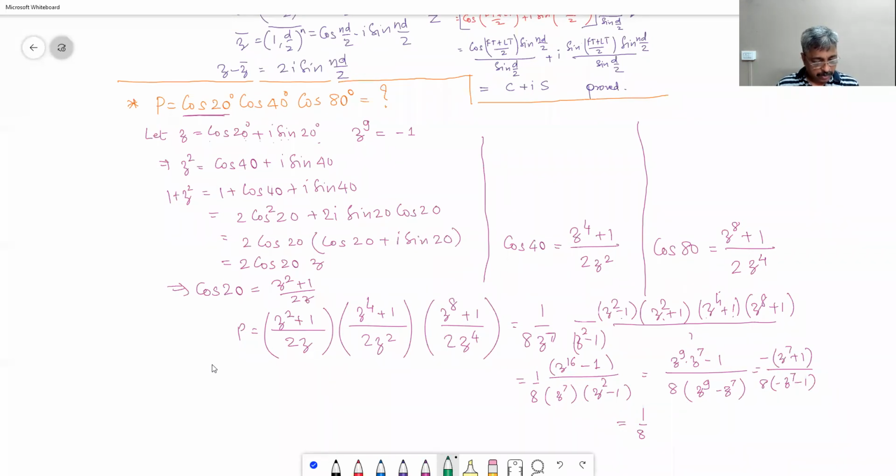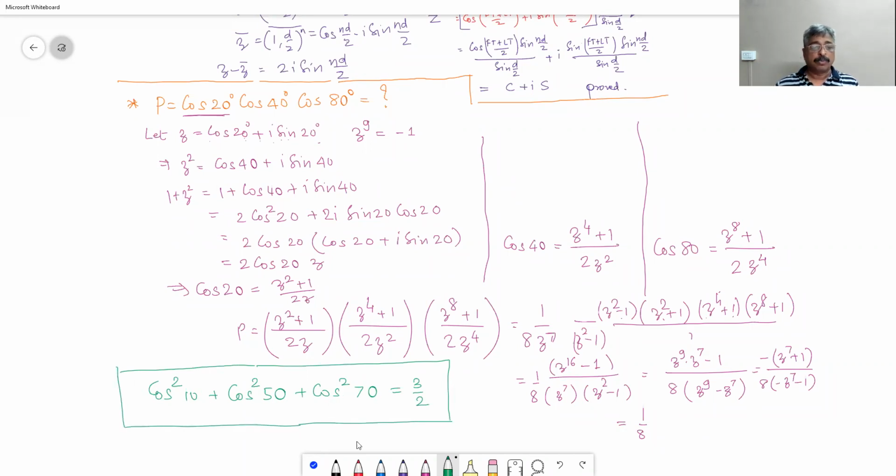Now, let us do this. Cos square 10 plus cos square 50 plus cos square 70 is equal to 3 by 2. Prove that. These are degrees.